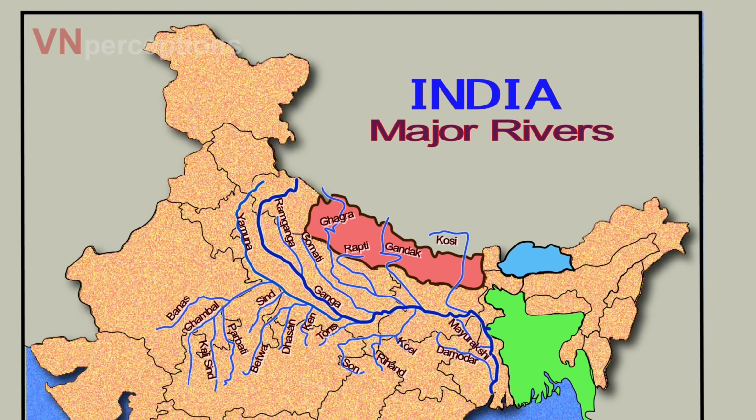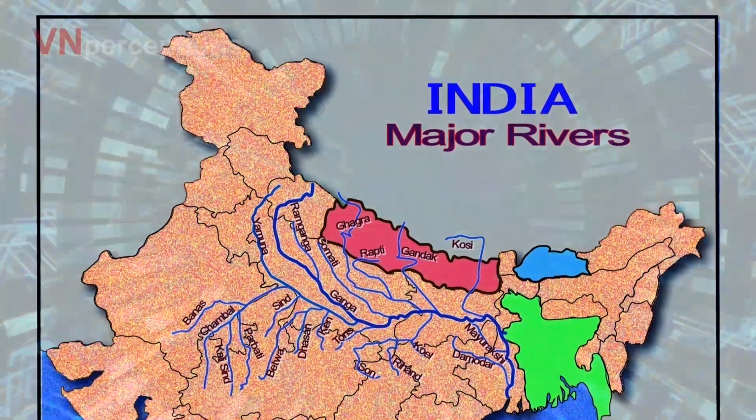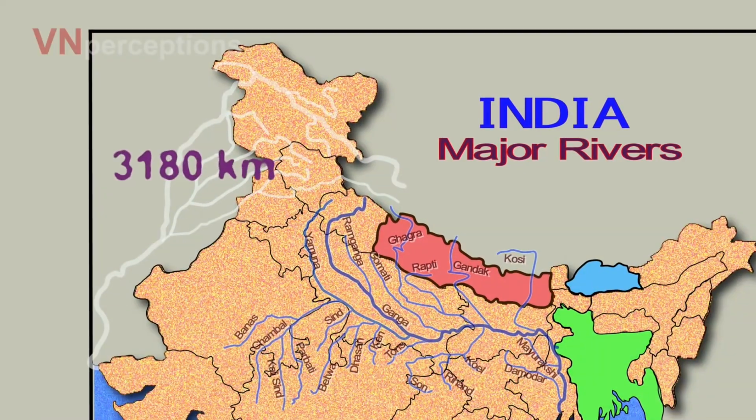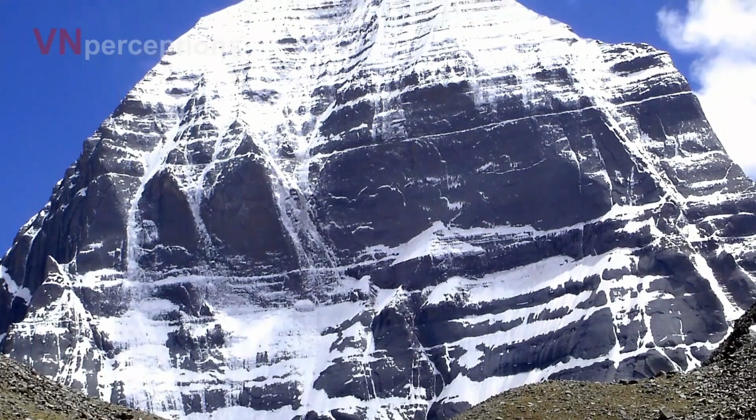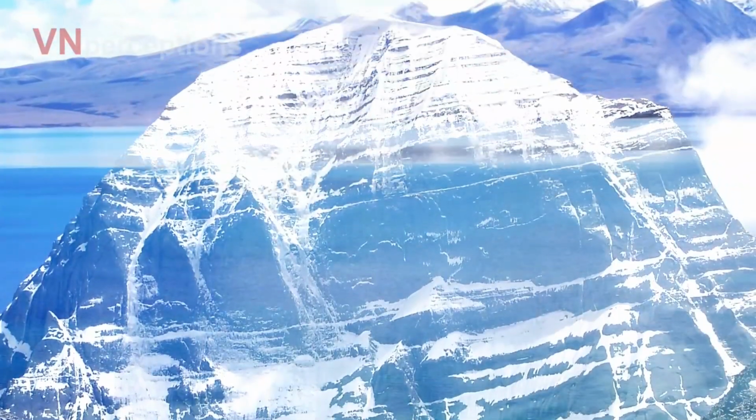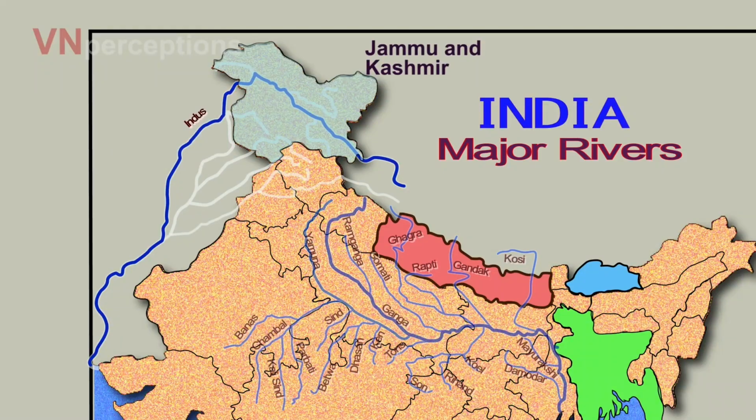Coming to the next river, River Indus. Well, the Indus River is 3,180 kilometers long, and this makes it one of the longest rivers in Asia. The river originates in the western part of Tibet in the vicinity of Mount Kailash and Lake Mansarovar. The river passes through Jammu Kashmir, and before joining Arabian Sea, it passes through Pakistan. It is the longest river and the national river of Pakistan.